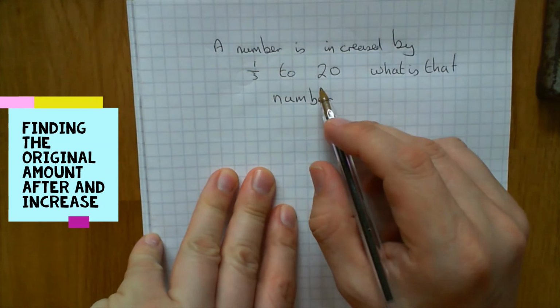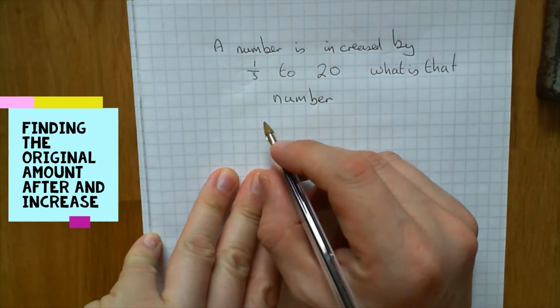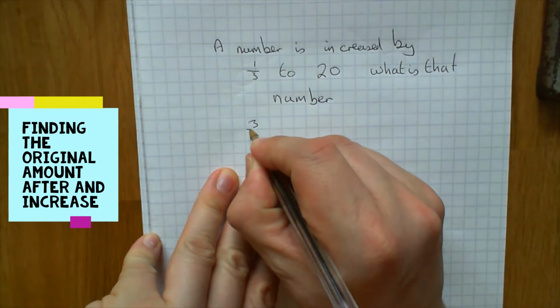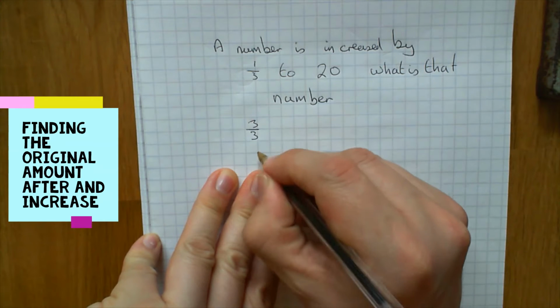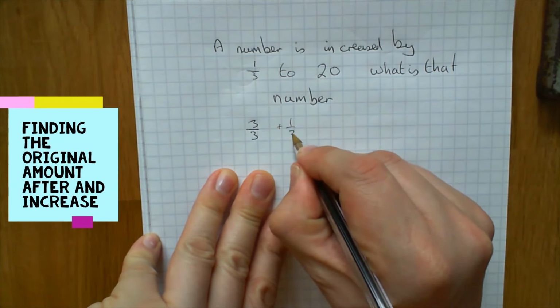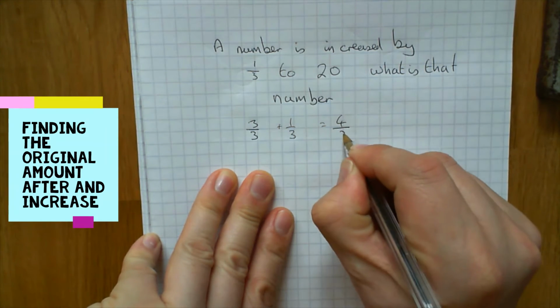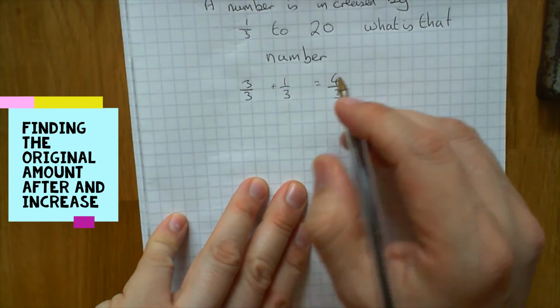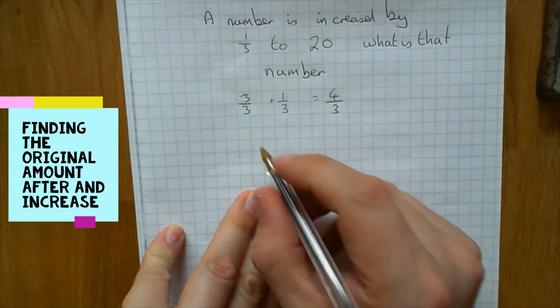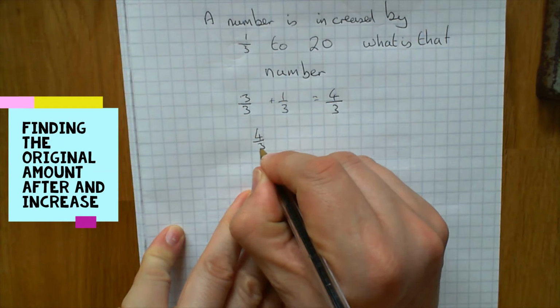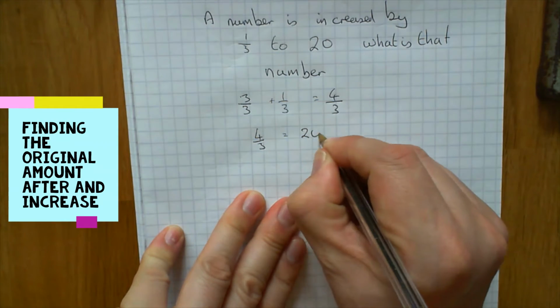So if I increase something by 1/3, I'm saying I've got 3/3, which is my original, a whole one. I'm adding 1/3 to it, and I'm getting 4/3. Okay, so once I've got that, that tells me that 4/3 of a number is 20.